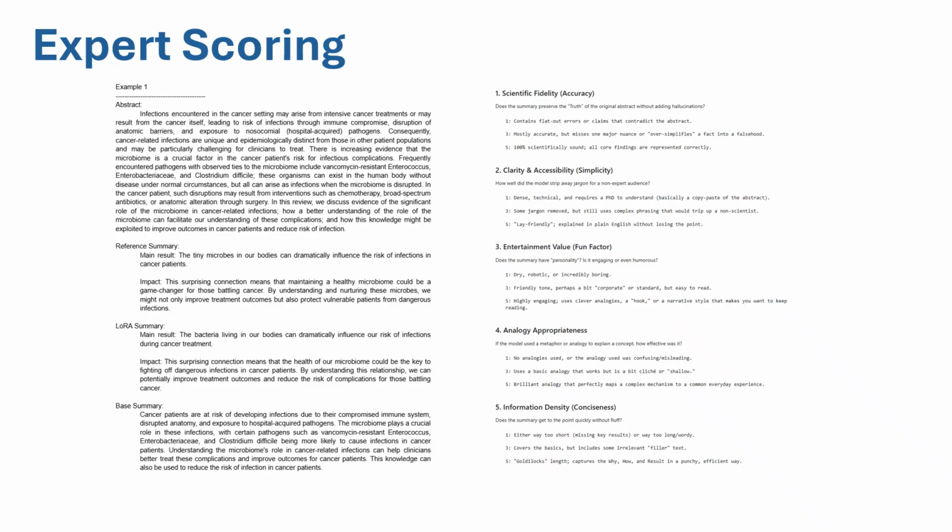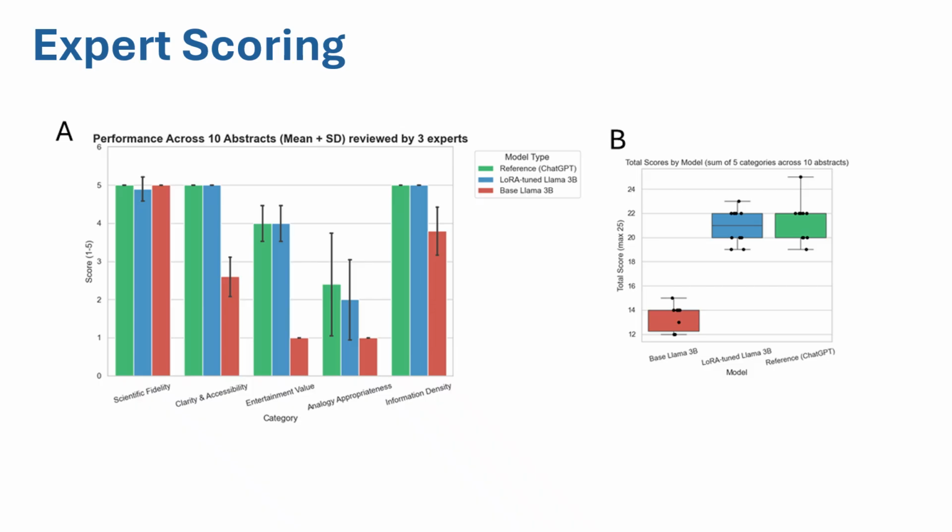And I asked them to score on 5 different criteria. So this was scientific fidelity, clarity, information density, entertainment value, and the appropriateness of analogies. And they simply judged the quality of the journalist persona. And this was the final cherry on the top of my project, I think. And it moved beyond just simple token matching to true expert validation of this domain.